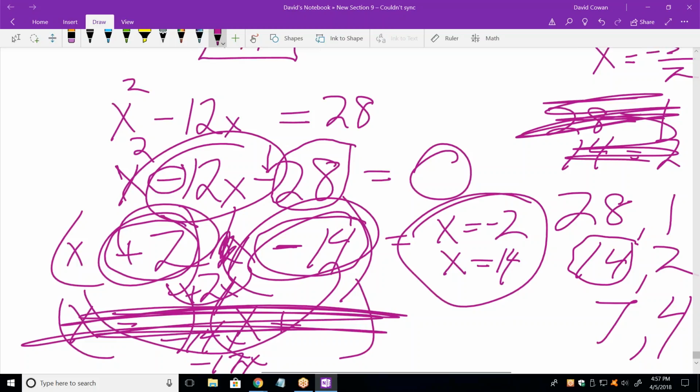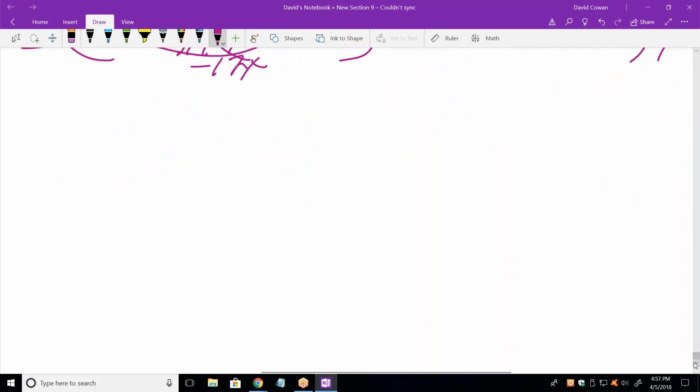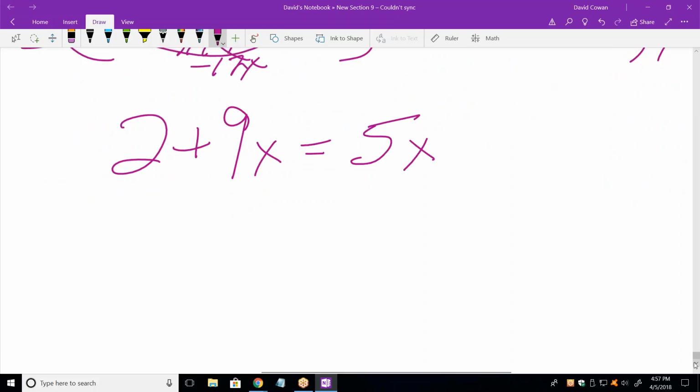This may take a bit, but there's one more that I'm a little confused on. It is number 13, and it is 2 plus 9x equals 5x squared. Okay. We see an x squared term, we see an x term, and we see a number.